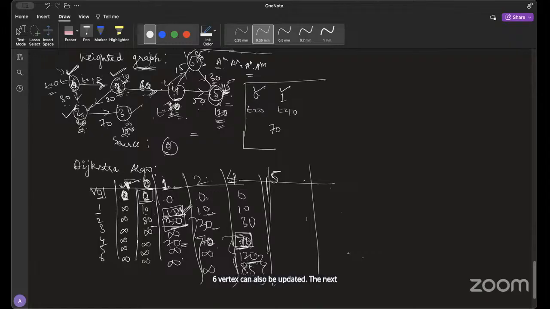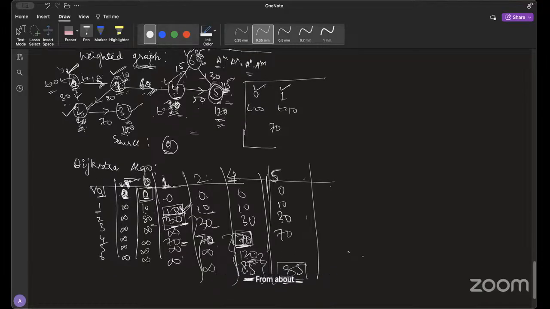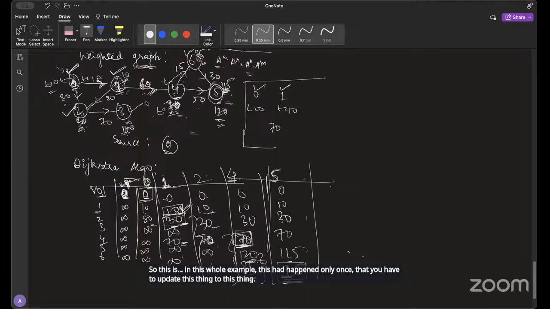So the next one to burn is this one, because this is the minimum time now. So this will get fixed, 85. The one that gets burned, the one that you write here, fixes itself. So now you don't change this. These were already fixed, and then you just have 120. So from 85, if you get a better time than this, you'll update it as 115. In this whole example, this had happened only once, that you have to update this thing. Otherwise, we were going in a pretty straightforward manner.